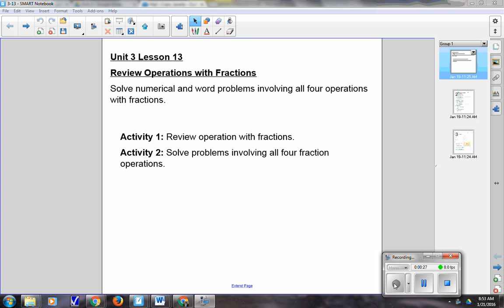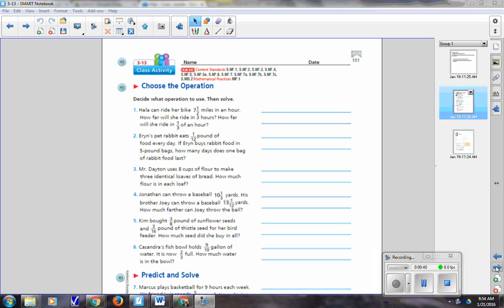So if you have classroom book page 101 and 102, I'm taking problems from there to do with you tonight so that you can just see some examples. So let's decide which operation to use, and then we're going to solve it. I'm going to do about 2 or 3 of these word problems with you, and hopefully we can get some of our thinking out on the table here. So let's look at the first one.